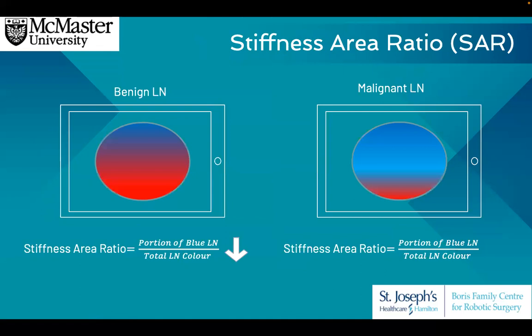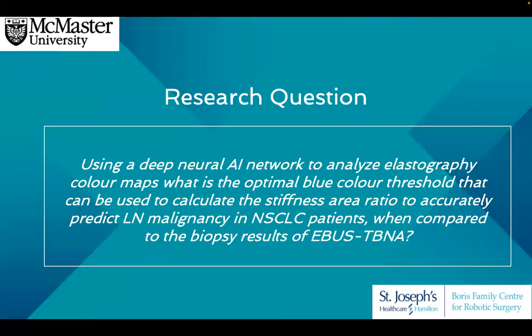Now let's take a look at a malignant lymph node. Here we expect it to be predominantly blue. Since there's a larger amount of blue, this increases the numerator and in turn the overall stiffness area ratio. However, this is a relatively new technology, so what has not yet been explored is defining the numerator in a reproducible and quantitative way. What exactly constitutes blue?